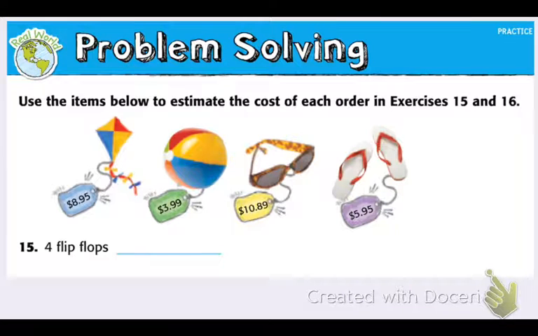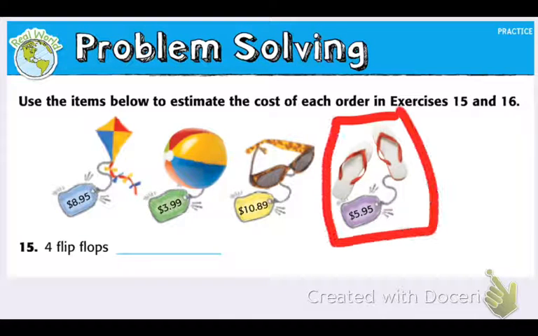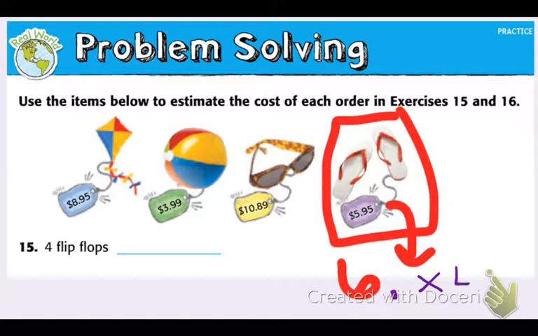All right, Bobcats, let's look at some real-life problem solving. Use the items below to estimate the cost of each order in exercises 15 and 16. Again, we're not looking for the accurate cost, the exact amount. We're looking for what is it around? What is it about? I wanted to buy 4 flip-flops. Well, that's right here. So I'm going to go ahead and estimate it to 6. I'm going to round it to $6. It's pretty close to $6 for one pair, but I don't want to buy one pair. I need 4 of them. So the total cost would be somewhere close to $24.